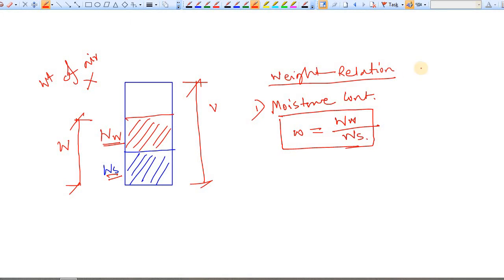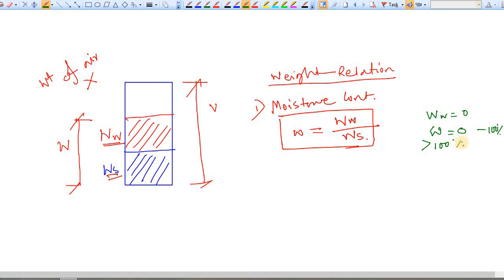So can you tell me what is the moisture content in case of a completely dry soil? Well, in case of a completely dry soil, the weight of water is 0. So the water content or moisture content small w is equal to 0. Clear? And it is not like that it varies from 0 to 100%. It can exceed 100%. It is quite natural that the weight of water is greater than the weight of solid. In that case, this w is greater than 100. So this is our first weight relation.